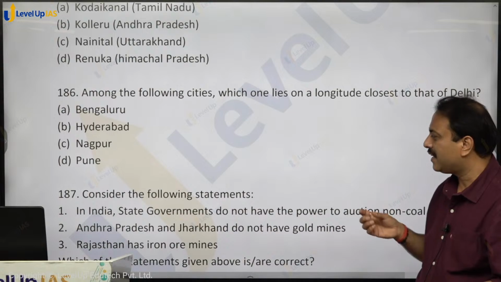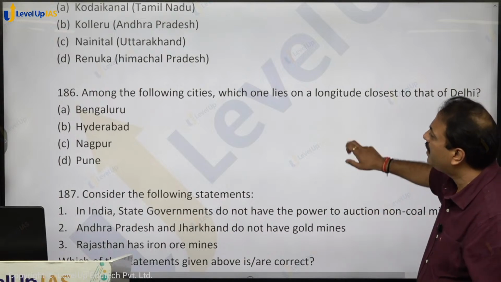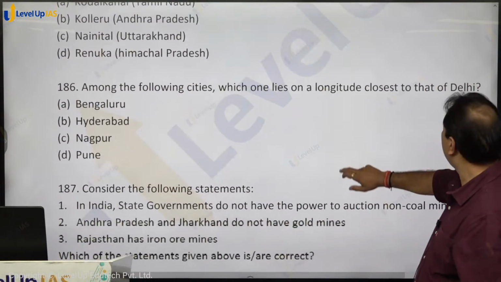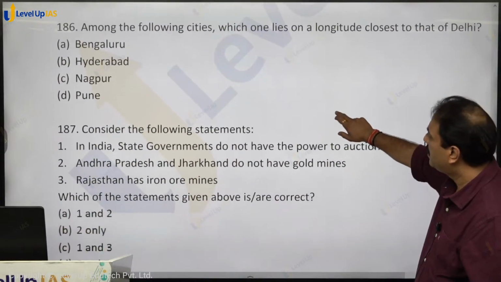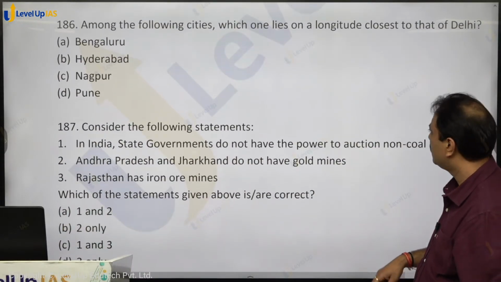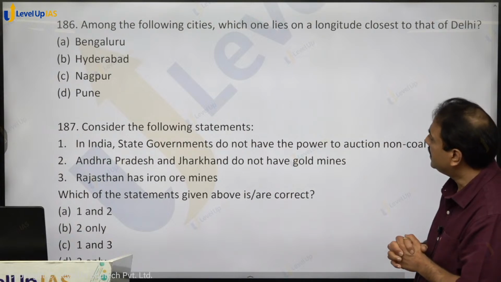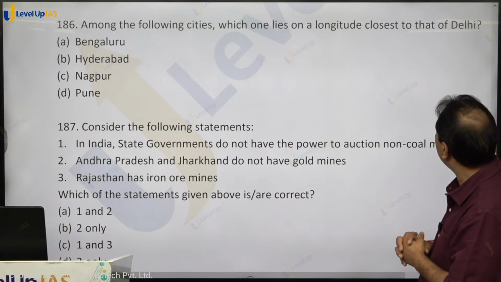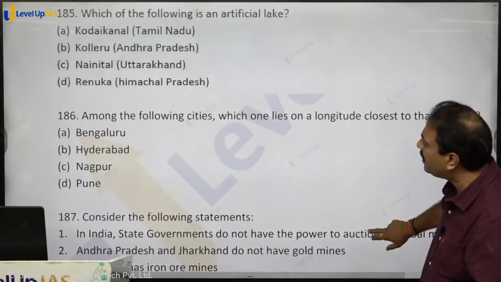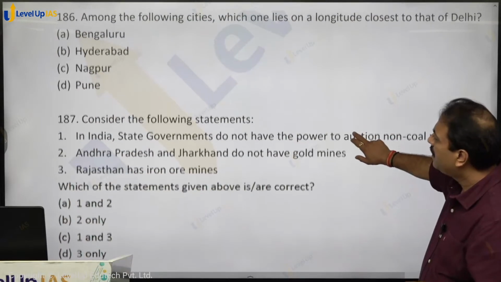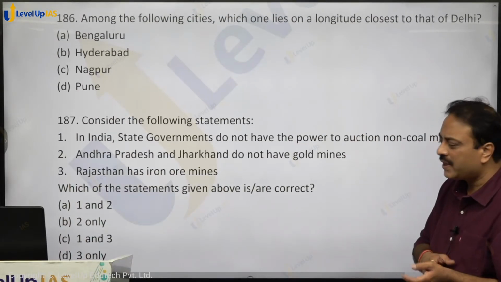Don't learn anything, keep revising, everything will be prepared automatically. Among the following cities, which one lies on longitude closest to that of Delhi? We did 185, yes. Bangalore, Hyderabad, Nagpur, Pune.